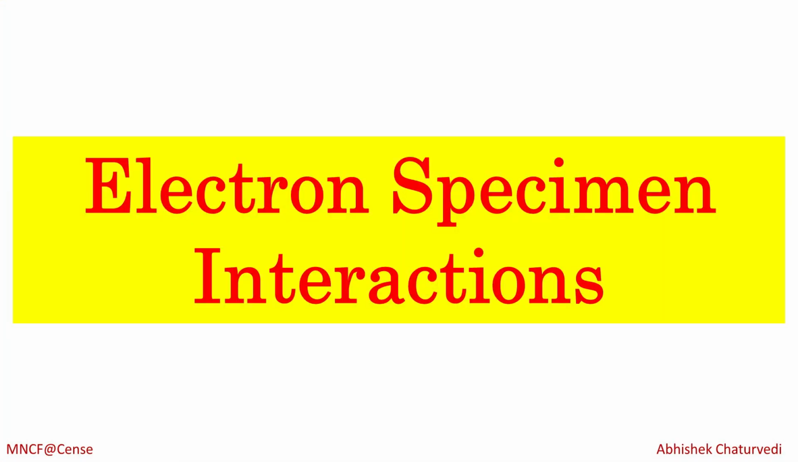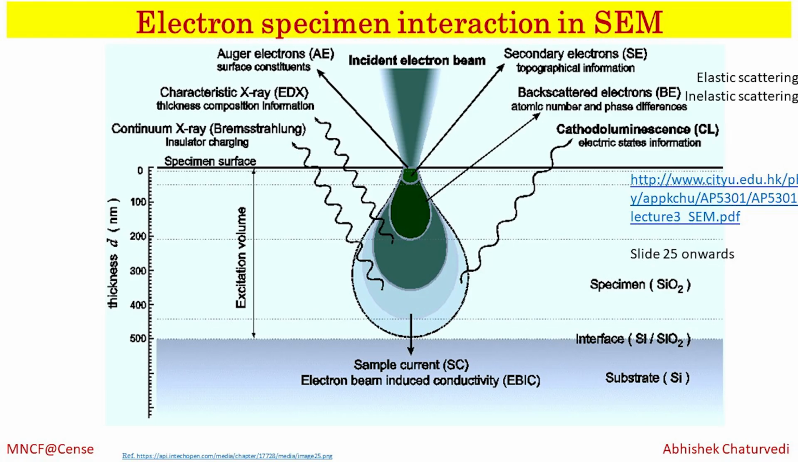Now I have only one slide, which is very important in terms of signals. This is the slide which I am going to explain to you in a minute. I want you to focus on this axis. You can read thickness D in nanometer, and then there are different kinds of signals. Now read out. The first signal which comes out from the top surface is Auger electrons.